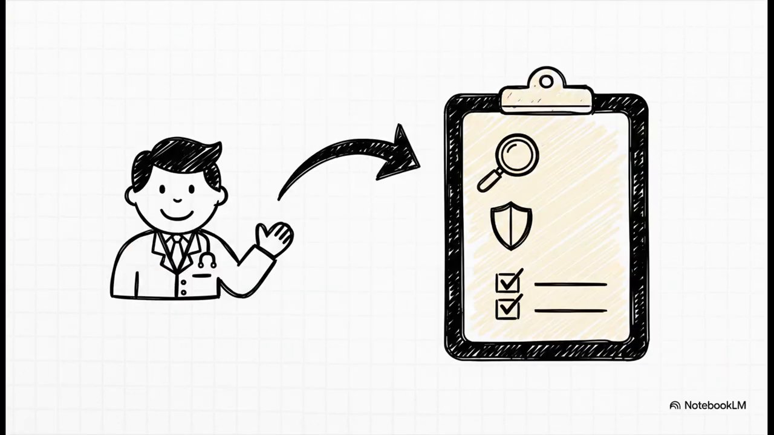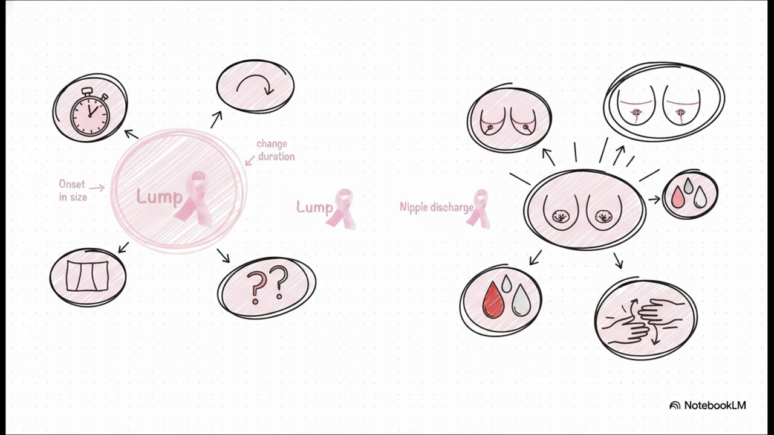Thank you, sir. I would start by introducing myself, making sure the patient is comfortable and that her privacy is respected. From there, I'd move into a thorough and systematic history. My main goal here is twofold. First, to really understand the presenting complaint, and second, to get a clear picture of her overall risk profile. So, I'd begin by focusing on the lump itself. I need to know when it started, how long it's been there, and if she's noticed any changes in its size.